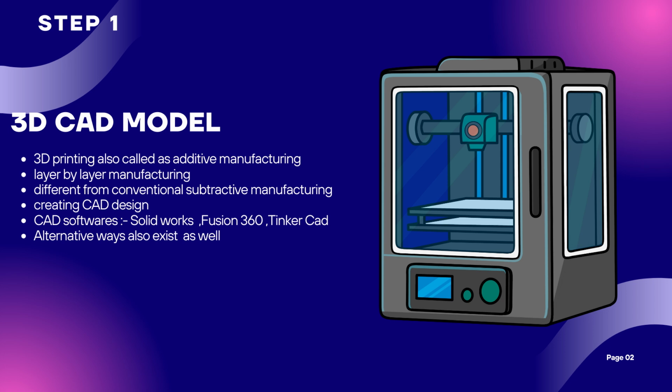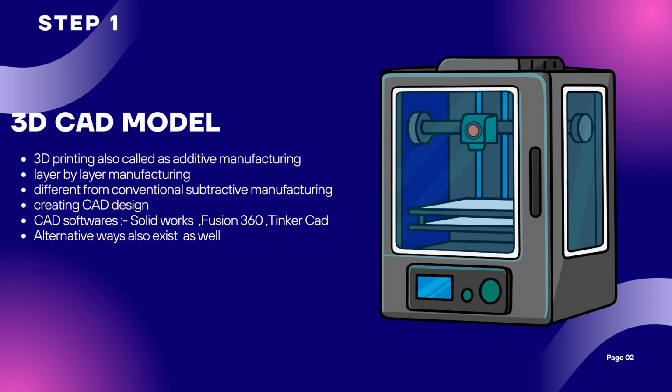So this whole process of 3D printing includes six major steps: 3D CAD model, converting to STL file, slicing, G-code generation, layer manufacturing, and then post processing. So the first step is the CAD model.